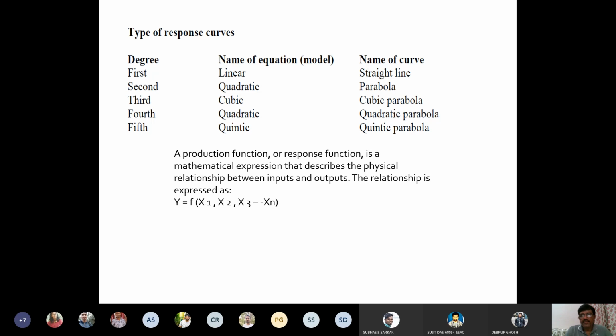It goes on, and a production function or response function is a mathematical expression that describes the physical relationship between input and output. The relationship can be expressed as y is equal to f(x1, x2, x3, ..., xn). So this is a kind of response equation where there is a mathematical or quantitative relationship between two variables. One is dependent and the other is independent. The independent variable can be one or many.